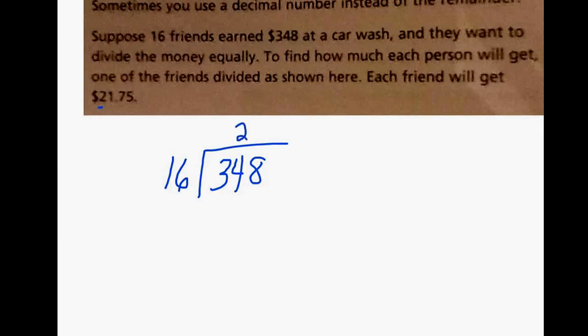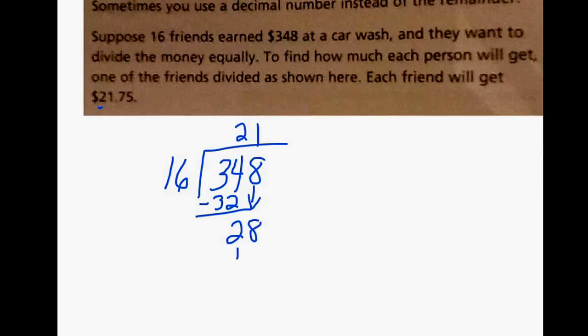We know that 16 goes into 34 twice. Actually, 16 times 2 is 32. When we subtract, I would get 2, bring down my 8. 16 goes into 28 only once, which is 16. When I subtract, I get 12.